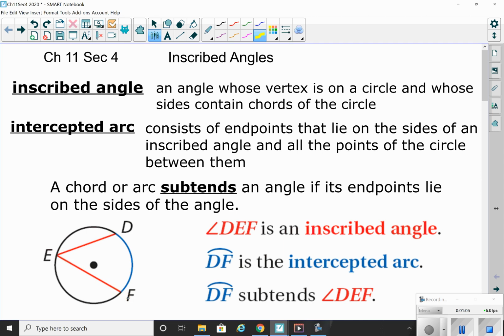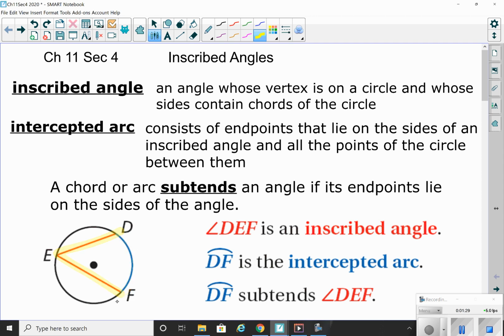Intercepted arc, it's an arc whose endpoints lie on the sides of an inscribed angle and all the points in between them. So arc DF is called an intercepted arc. We say that arc DF subtends that inscribed angle because it's the arc across from that angle. Right? So we've got inscribed angle.